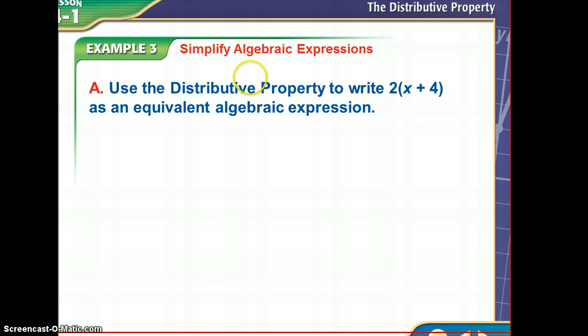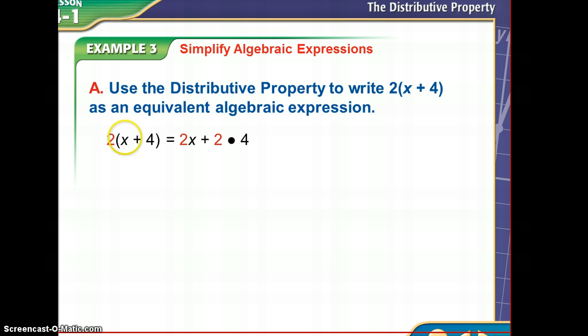Okay, now we're going to move on to evaluating algebraic expressions using the distributive property. So notice, it's the same setup. The only thing different here is now you have an x instead of a number. But the concept is the same.